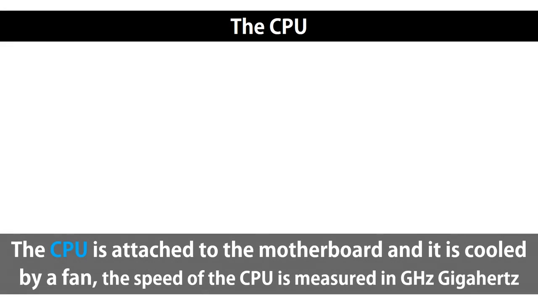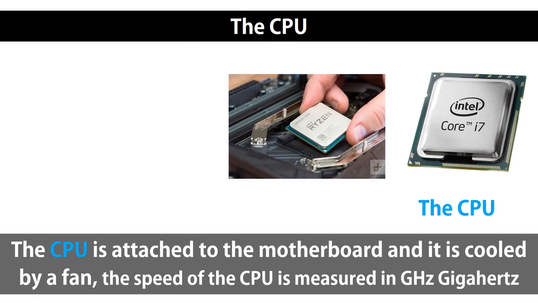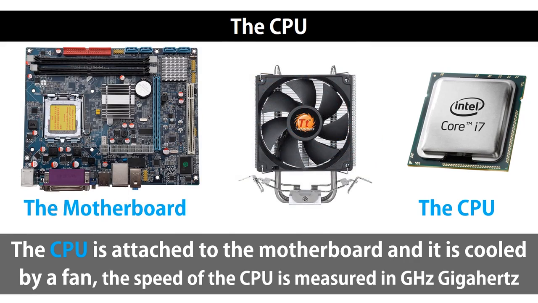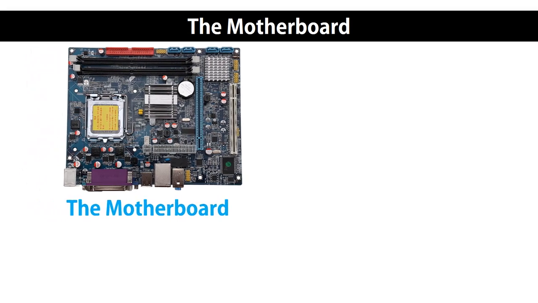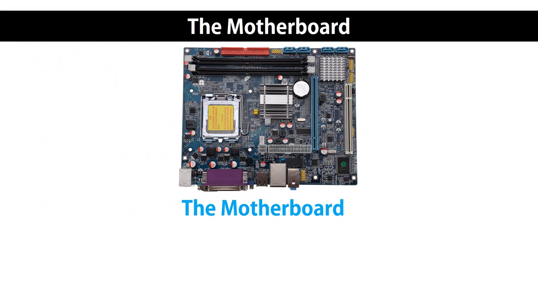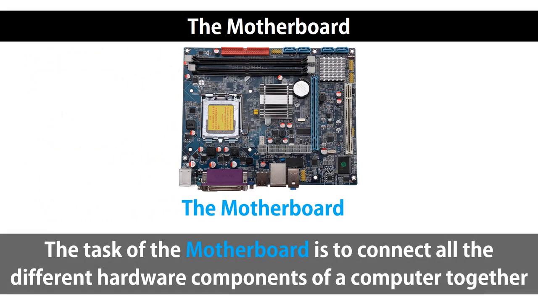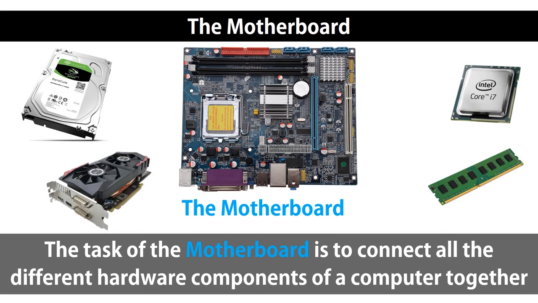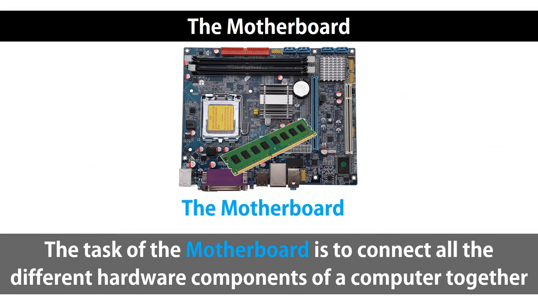The CPU is attached to the motherboard and it is cooled by a fan. The speed of the CPU is measured in gigahertz. What is the motherboard? The task of the motherboard is to connect all the different hardware components of a computer together. So the CPU connects to the motherboard, the hard drive connects to the motherboard, the graphics card and the RAM are also connected to the motherboard along with many other components.